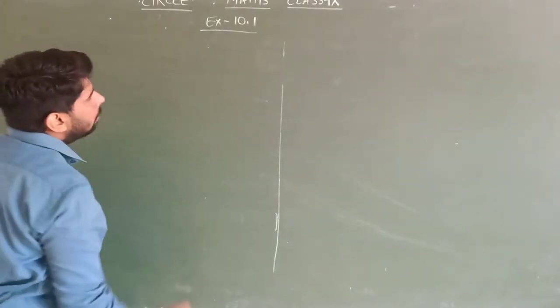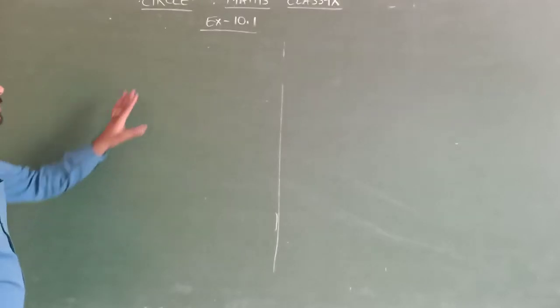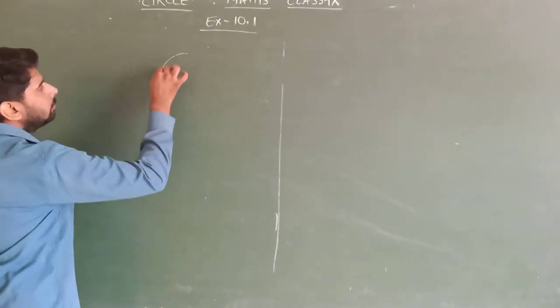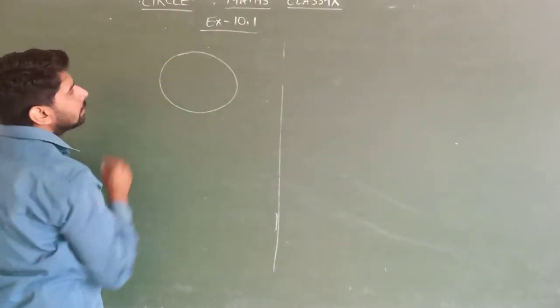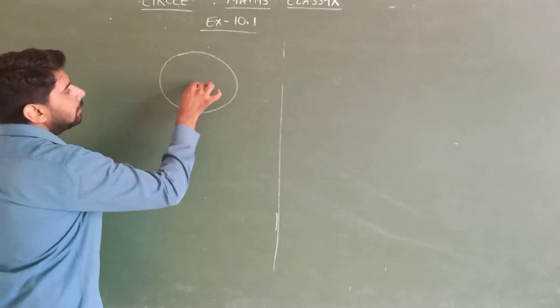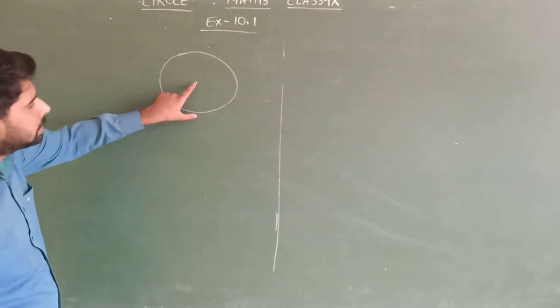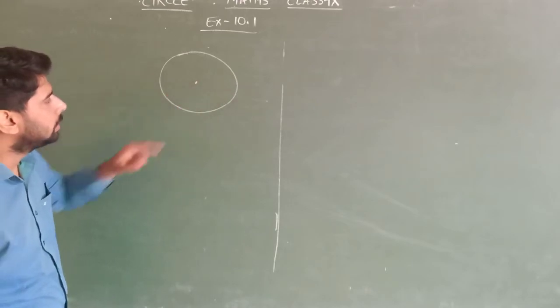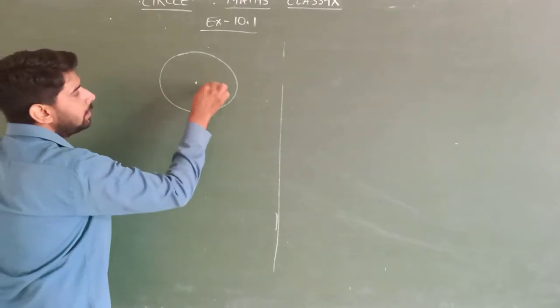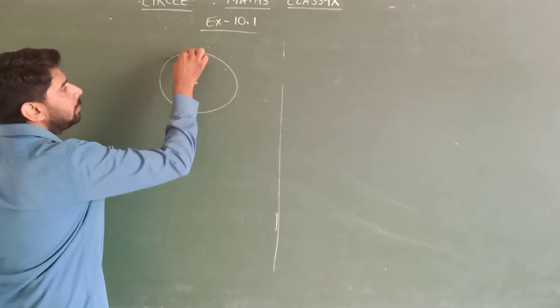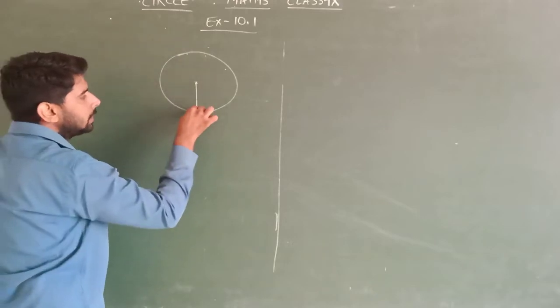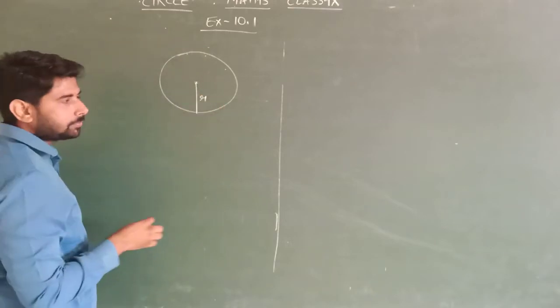Hello students, today we'll do the 10th chapter, that is circle. First of all, we'll understand what is a circle. A circle is a shape in which the distance from its center is always constant. यहाँ से यहाँ तक का distance ये भी r, ये भी r, ये भी r, ये भी r. और हर जगह जो distance दिया जाएगा that is r.